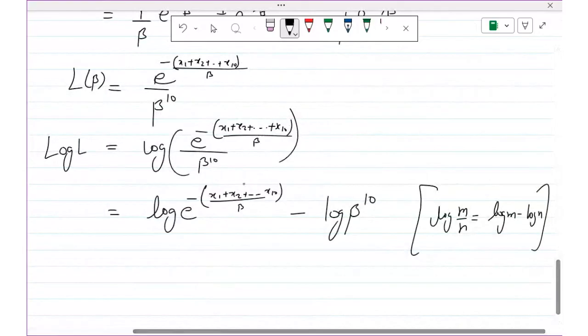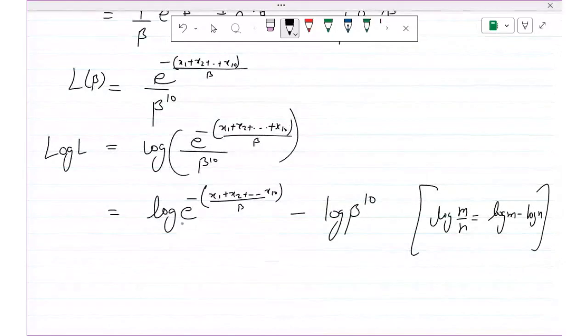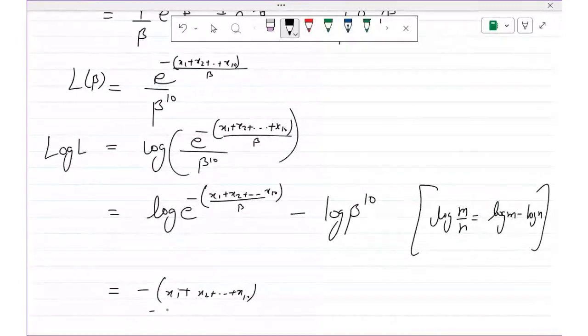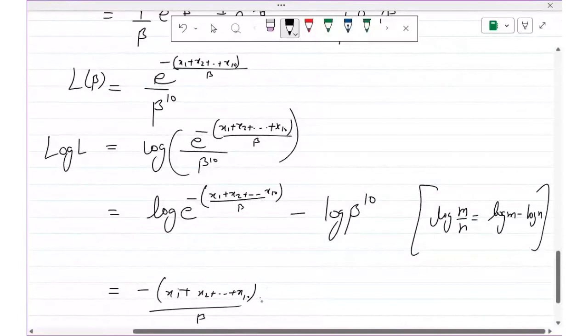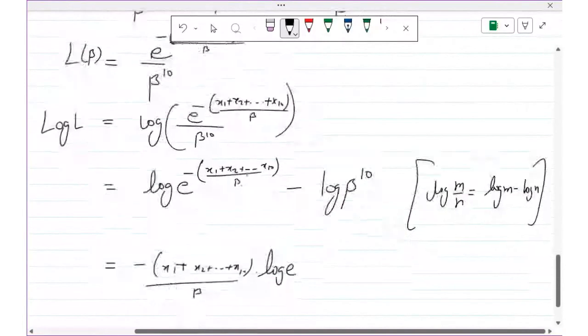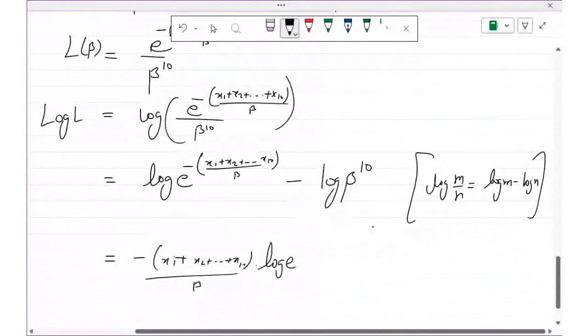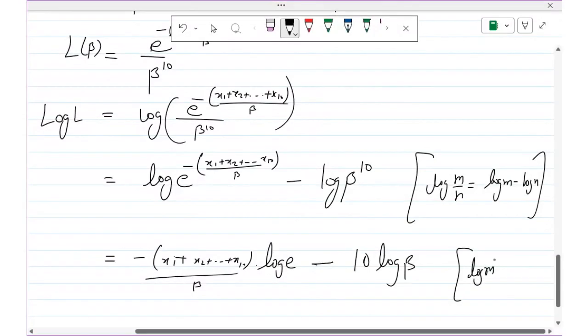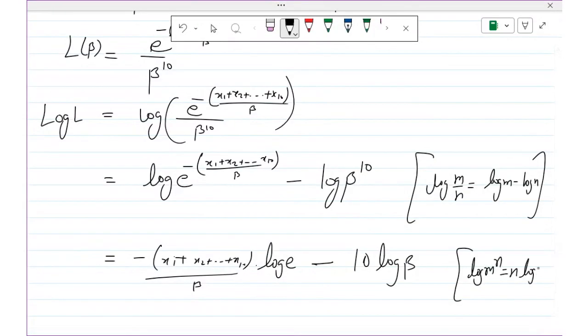Now I will use the next property, that in log m power n, the power will come in front. So minus (x1 plus x2 up to x10) divided by beta into log e. Okay, so the power is sent to the front. Now log e is 1, that we will do in the next step, minus log m power n, so 10 log beta. So the property which I have used here is log of m power n is equal to n log m.